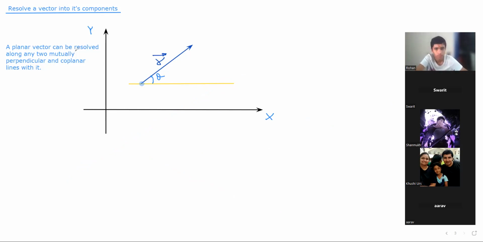So a planar vector can be resolved along any two mutually perpendicular and coplanar lines. In this case, we want to resolve it along the x-axis and along the y-axis. Now, what is this resolving? It is actually finding the shadow of vector R. Imagine it to be an opaque line.